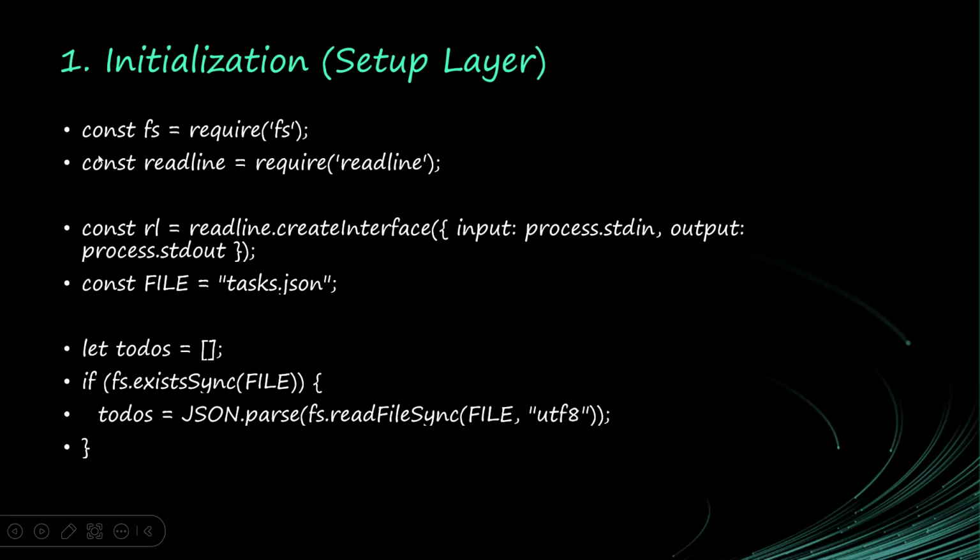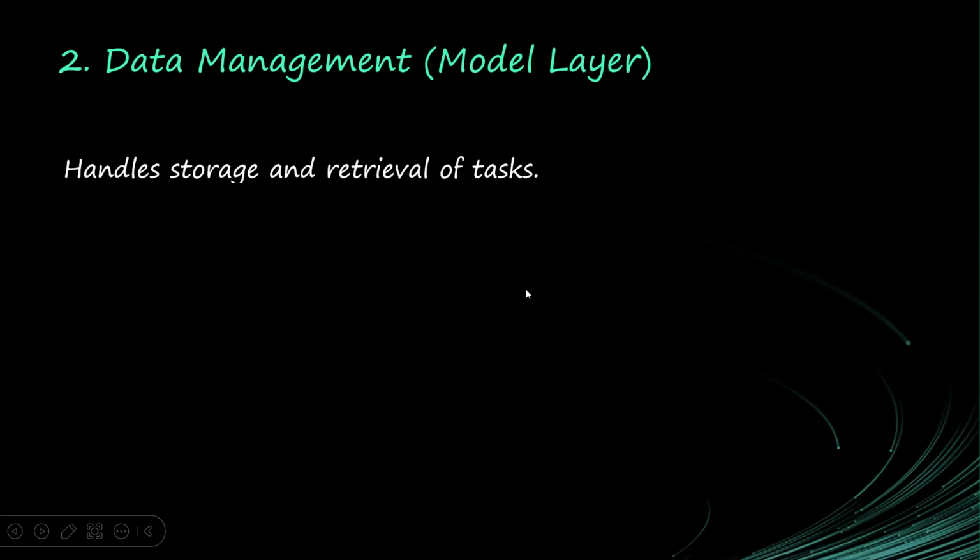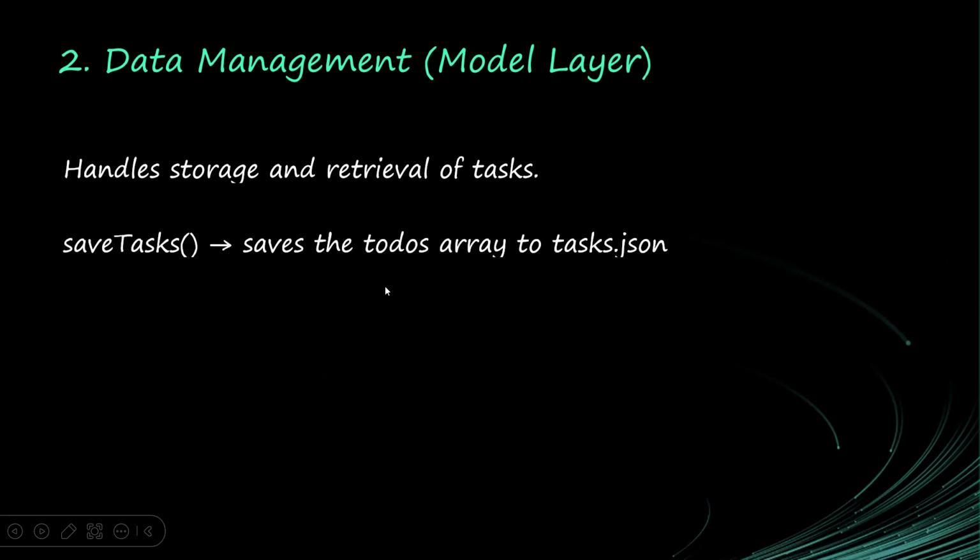So we imported the modules, we created our readline interface. We now stored the name of the JSON file in this constant. So this is just a string. So we now said if this file exists, we would load the data in this file. Okay. So, data management layer. This handles the storage and retrieval of tasks. So this has to do with the save task method.